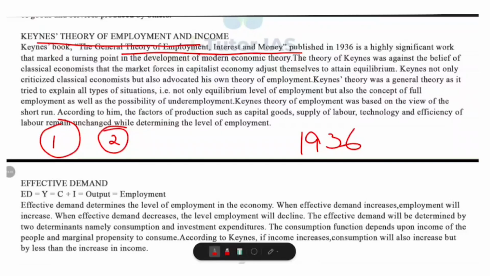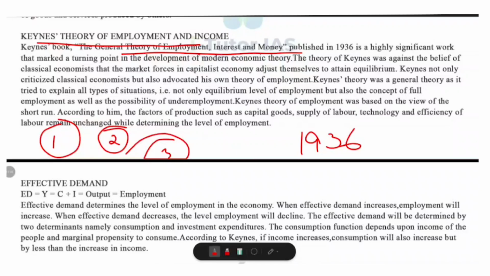He assumed that factors like capital goods, supply of labor, technology and efficiency of labor remain fixed in the short run while determining the level of employment. Then third one, there is a possibility of underemployment. That means Keynes showed that even if resources are available, the economy may not employ them fully, leading to underemployment equilibrium.